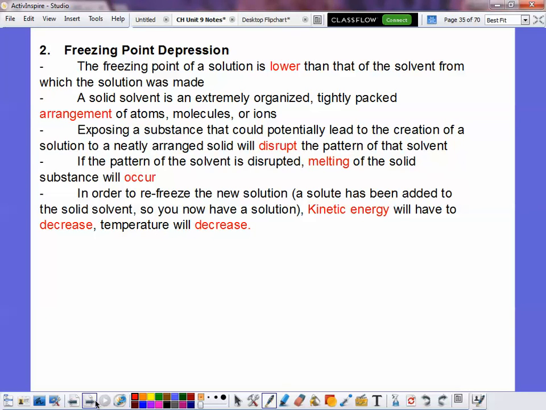A solid solvent, for example, ice, is an extremely organized, tightly packed arrangement of those particles. When you expose it to a substance that could potentially lead to the creation of a solution, it'll disrupt that pattern. All right? If the pattern is disrupted, melting will occur. And so in order to refreeze it, you now have a solution because once that solid ice starts to melt, it will then dissolve whatever substance you put on it. In order to refreeze it, you're going to have to decrease the kinetic energy. Therefore, in order to do that, you have to decrease the temperature.